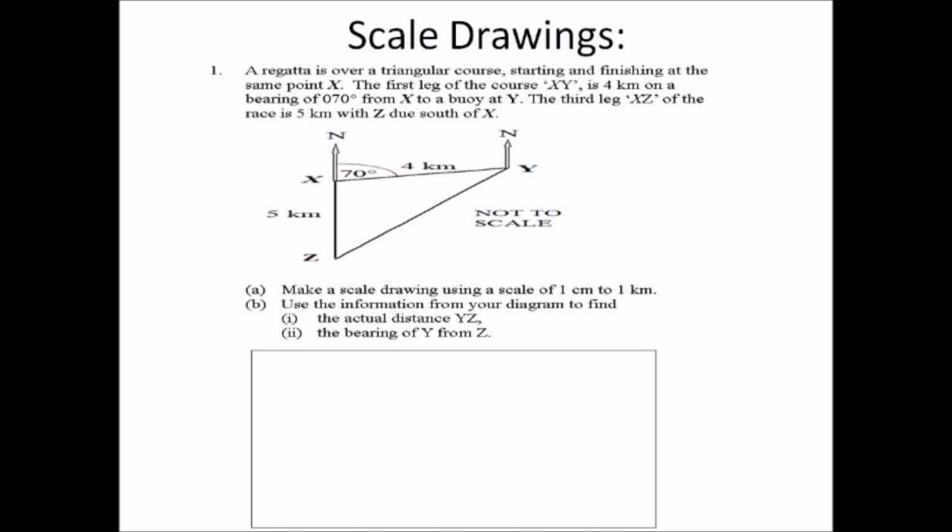Once you've done that, then you can take your ruler and measure the line from Y to Z and see what that is. And they want the actual distance. So once you measure it, write your answer in kilometers to give the actual distance. And then do the bearing of Y from Z.